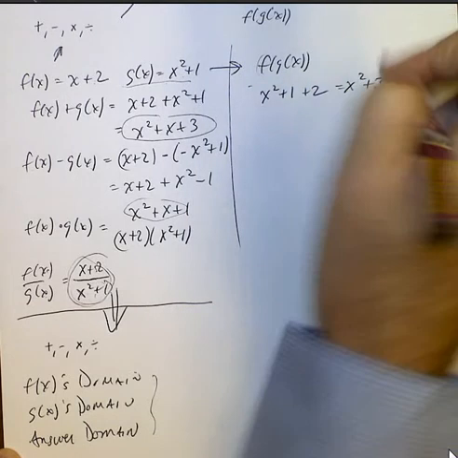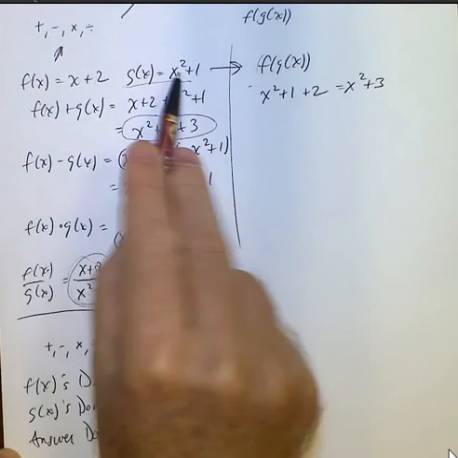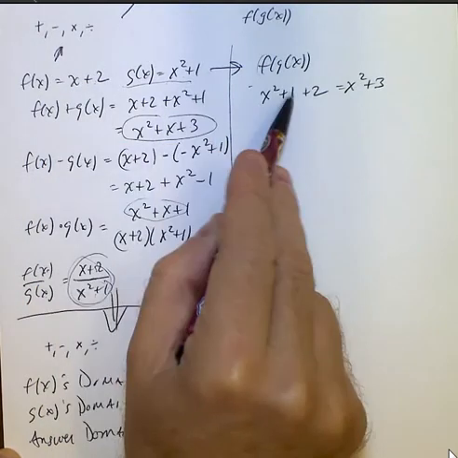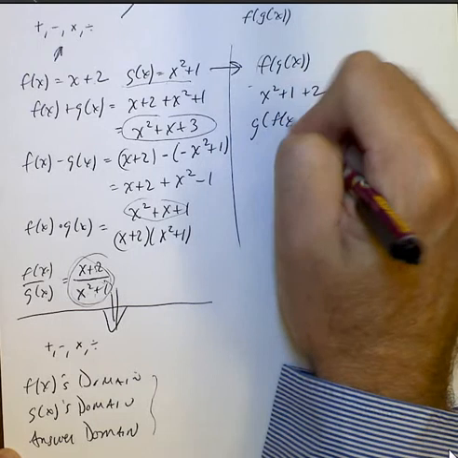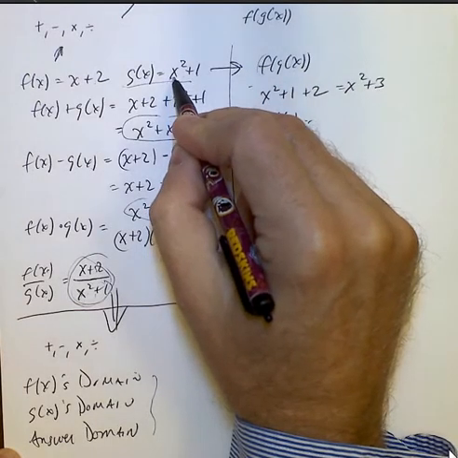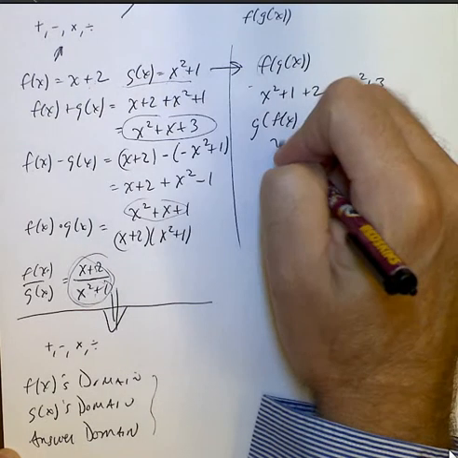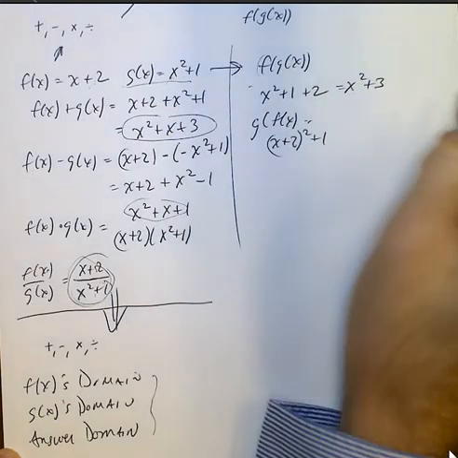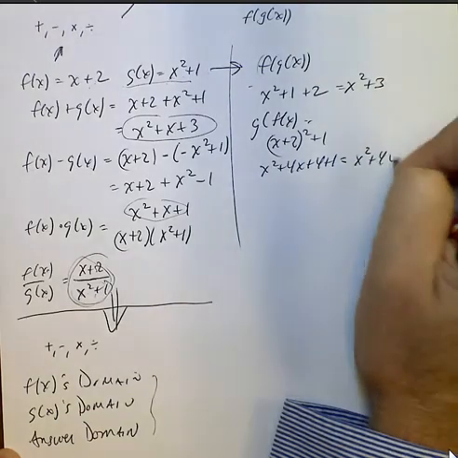Again, everywhere in f of x that I see an x, I'm going to put in g of x. So instead of writing x, I'm going to write x squared plus 1, and then I continue. If I ask you to do g of f of x, start with g of x, and everywhere I see an x in g of x, I'm going to substitute in f of x. So I would get x plus 2 squared plus 1, and then you would FOIL that out, and you would get x squared plus 4x plus 5.